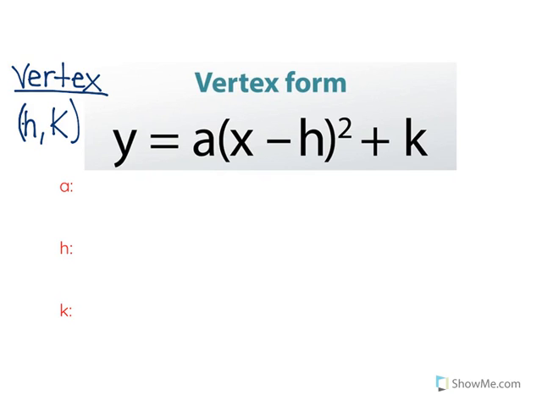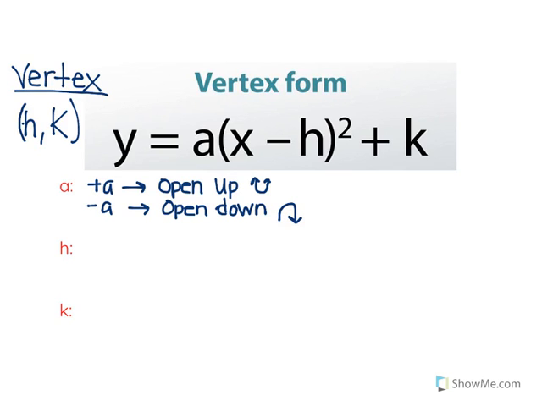A kind of has two rules. When A is positive, that means that our graph is going to open up. When A is negative, that means our graph is going to open down. You've probably seen a parabola that opens up like this, so it looks like a U, and then opening down, it looks more like an N. So a positive A value means that the graph is going to open up, and a negative A value means that the graph is going to open down.